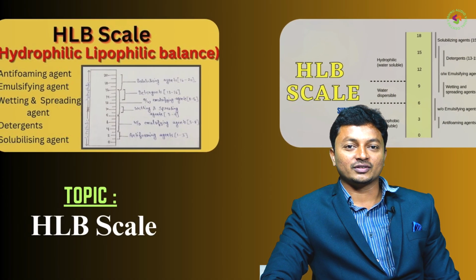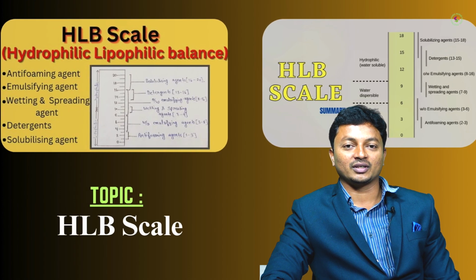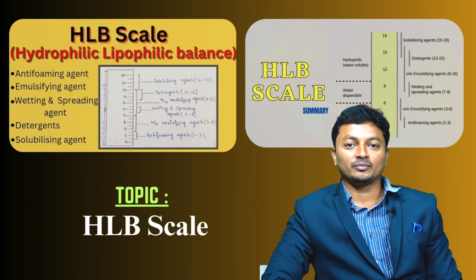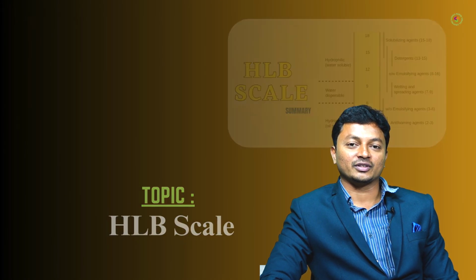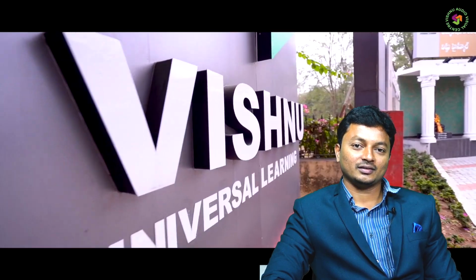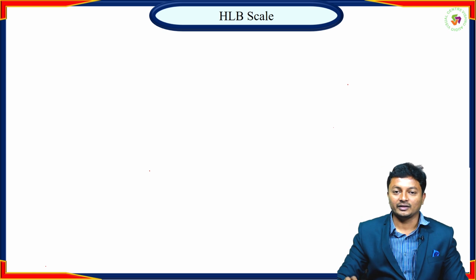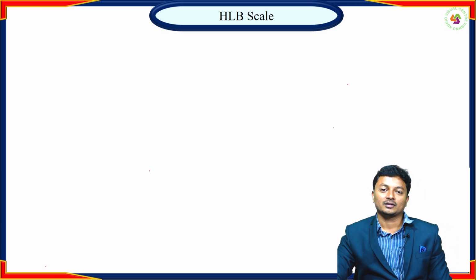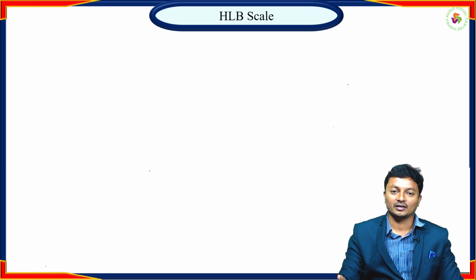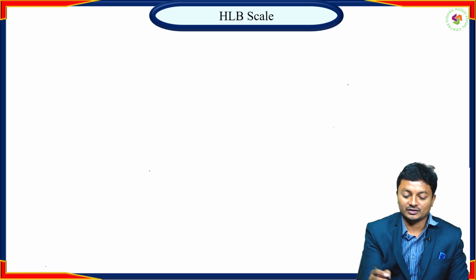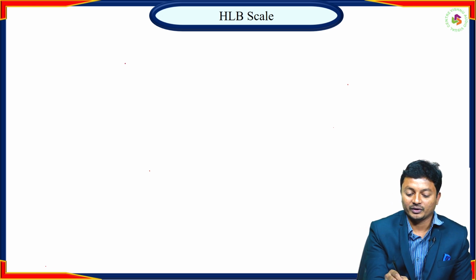Today we are going to discuss the HLB scale. This topic is from Physical Pharmaceutics 2. Let us start the concept. The HLB scale was invented by Sir Griffin in the year 1949. So let us go into this topic.